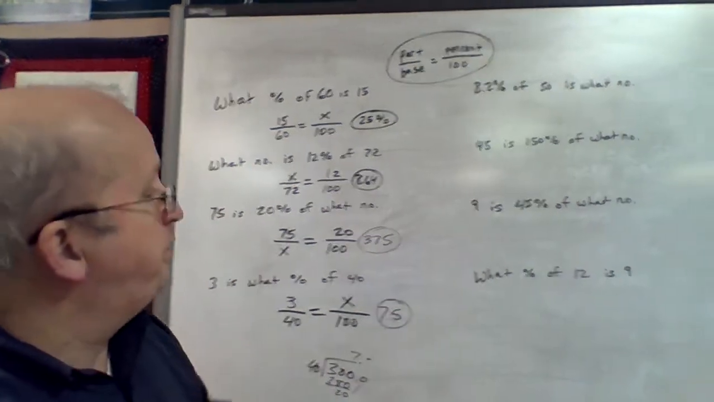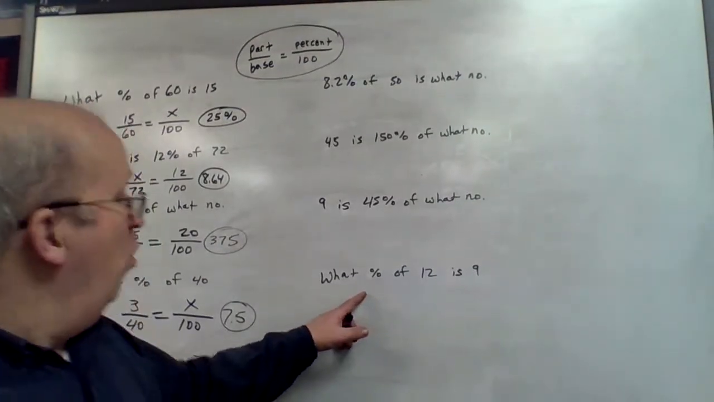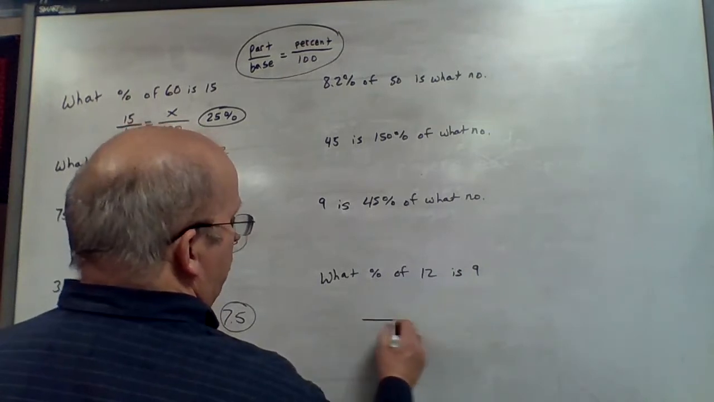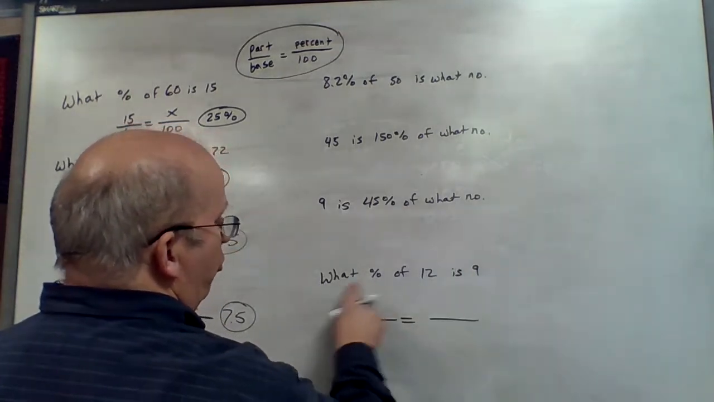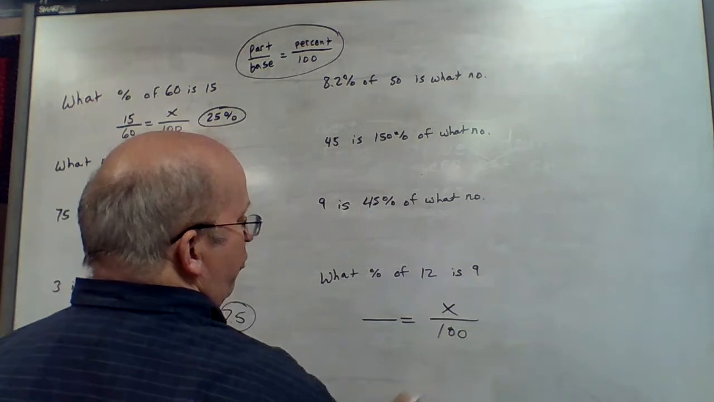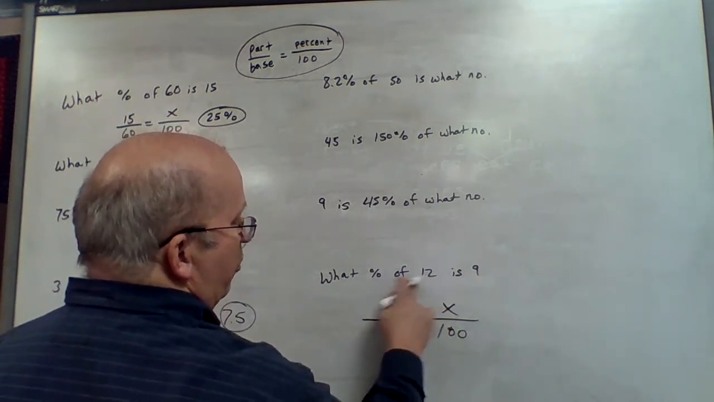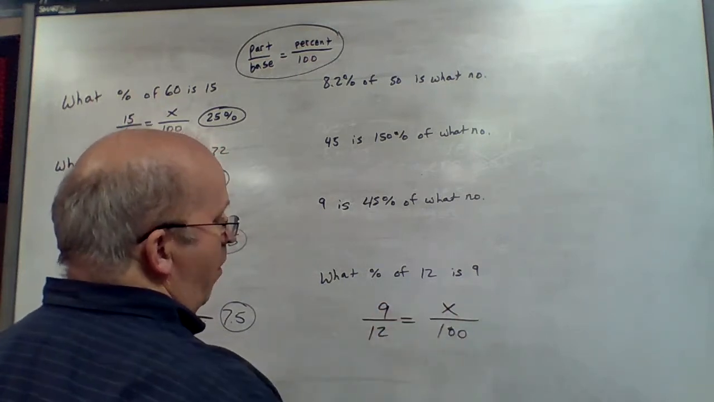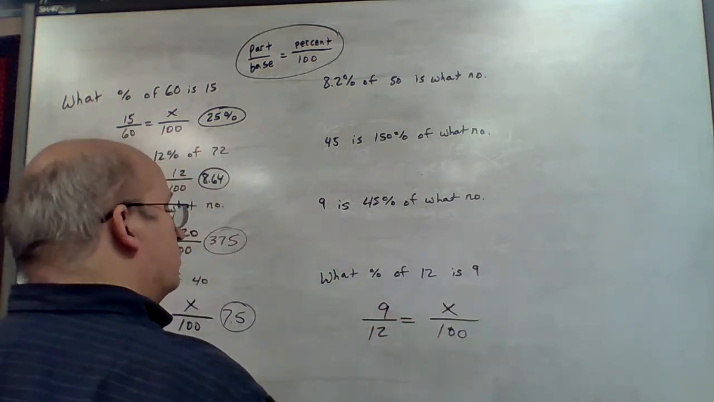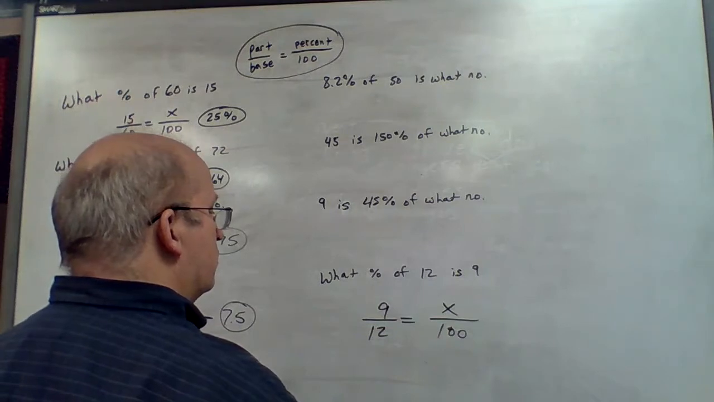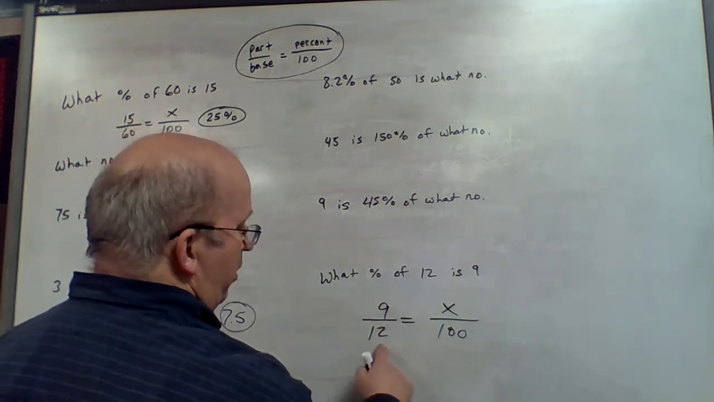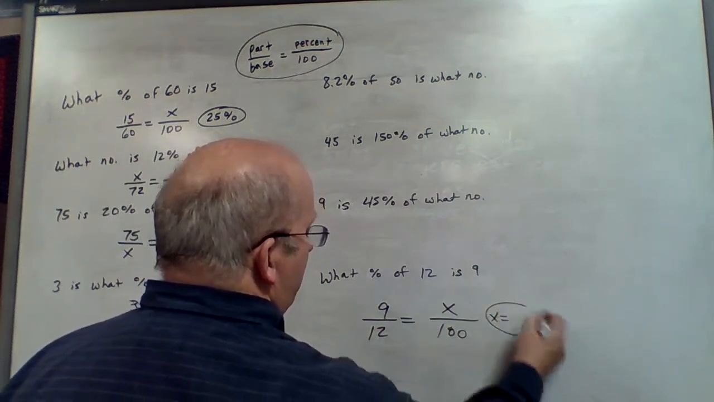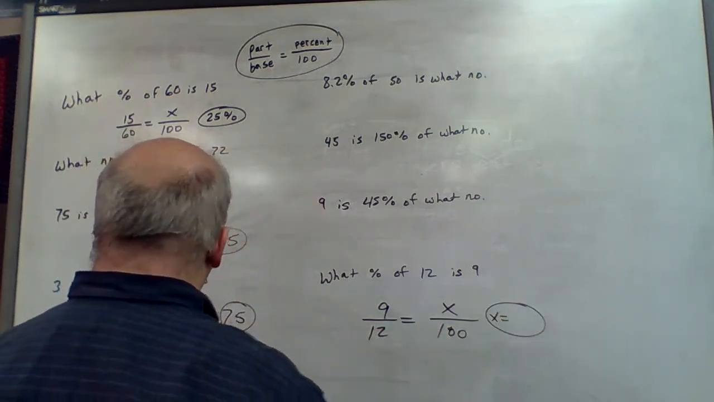Okay, let's move on. How about this one right here? What percent of 12 is 9? We start with a proportion. I don't know the percent again, so I'm going to write x over 100. 12 follows the word of, so that's got to go on the bottom, and the 9 has to go here. If I take 9 times 100 and divide it by 12, guess what? My x value in this particular case is, oh wait, I got to back up.